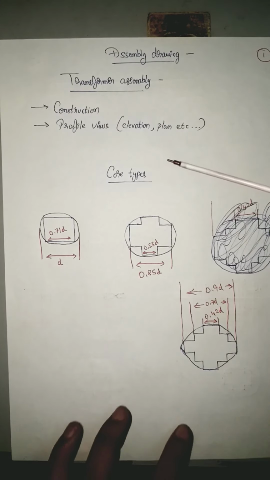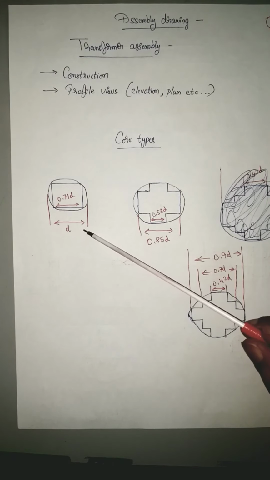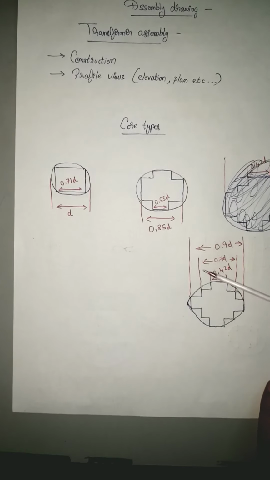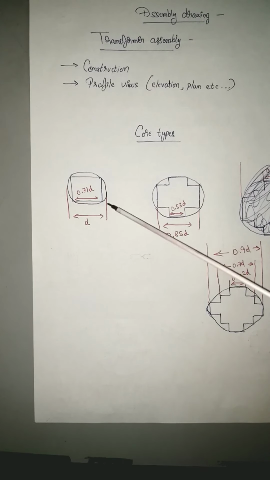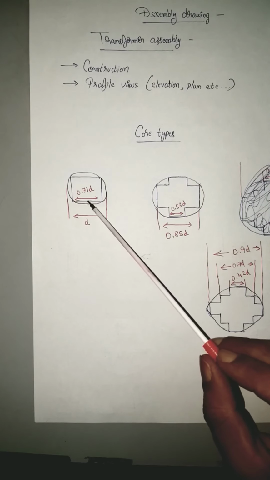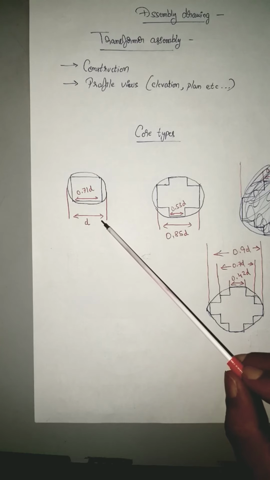So coming to the design aspects, coming to the types of core, you have square core, cruciform core or two-stepped core, and you have three-stepped core. Already in machine design you would have studied all these three types. So for our calculation purpose, I am just representing it once again. The width of the stamping here in square core is 0.71 D and the diameter of this core is D.